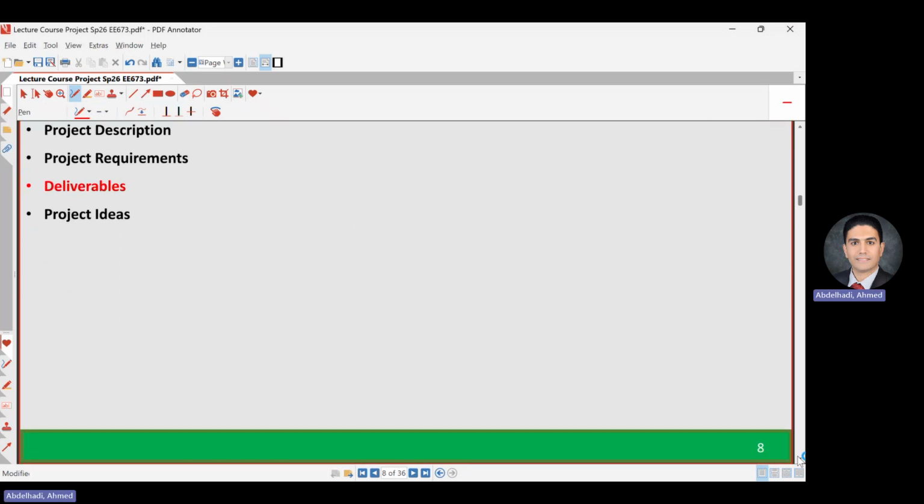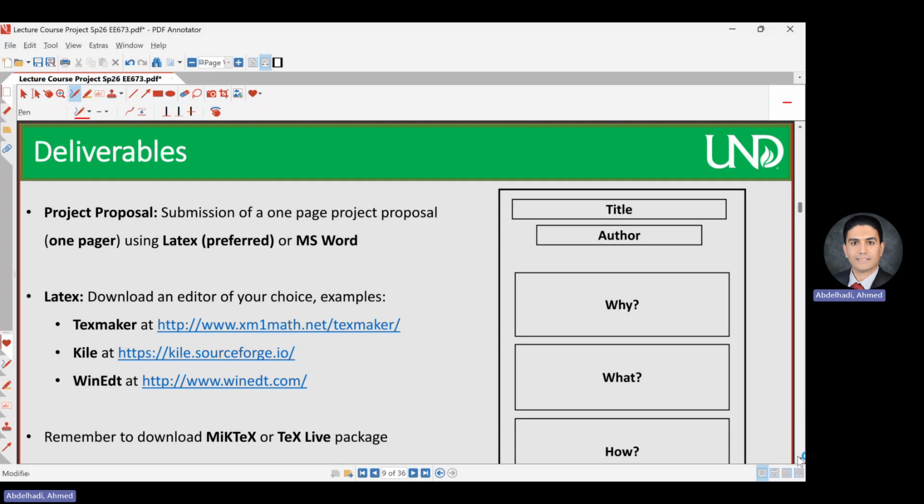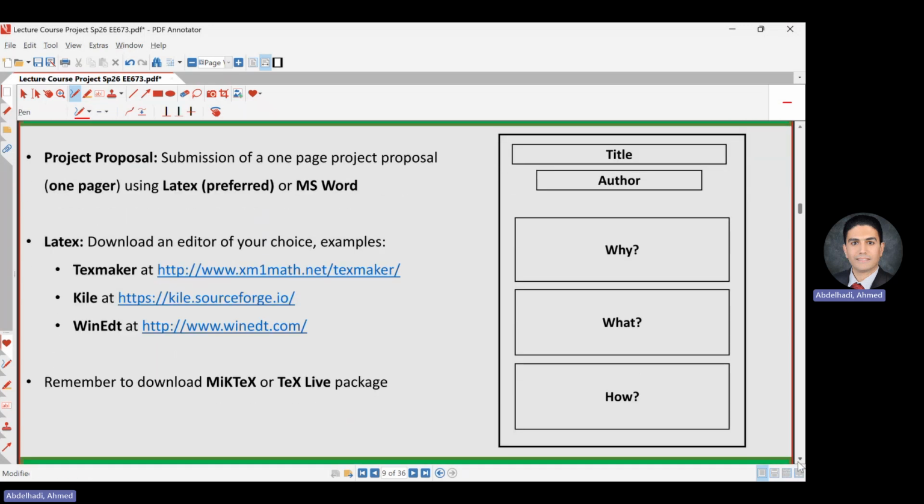I also showed you last time the outline of the proposal. As I mentioned, the proposal is preferred to be in LaTeX, but you can also do it in MS Word. And this is the setup. This is one page, and this is what I expect to be inside the page. You put the title, you put the author, and then you have 3 paragraphs: one is a why, what, and how.